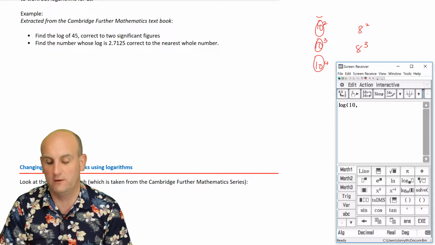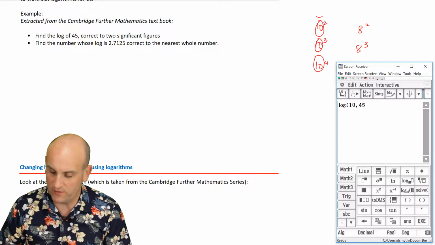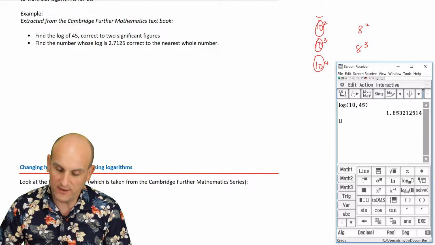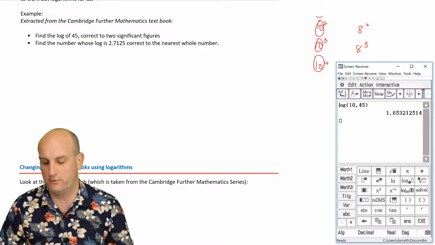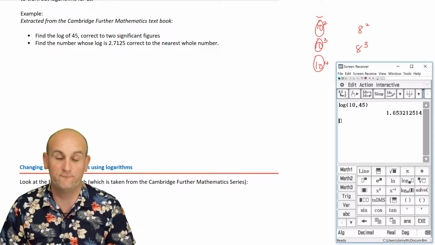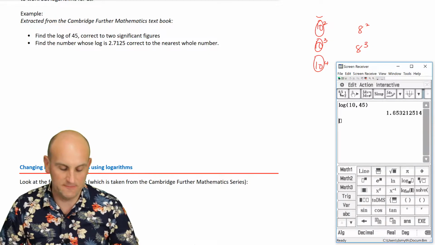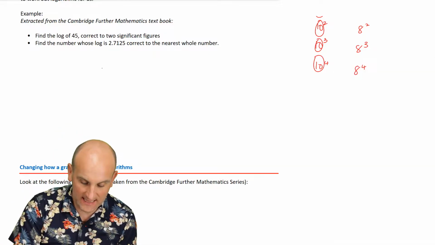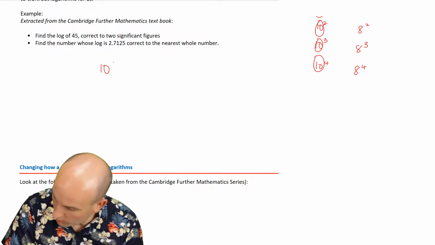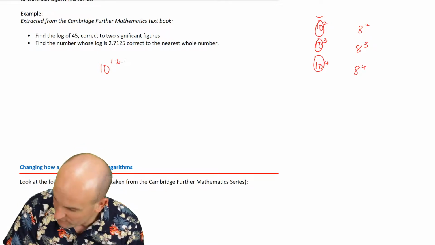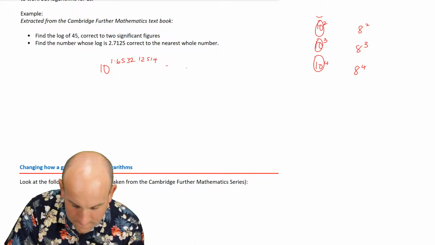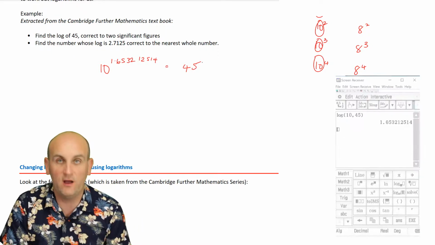Because all of our numbers are going to be log 10, I can now put 45 in here, close the bracket, press enter, and out comes 1.653212514. What does that actually mean? It means that 10 to the power of 1.653212514 is equal to 45.